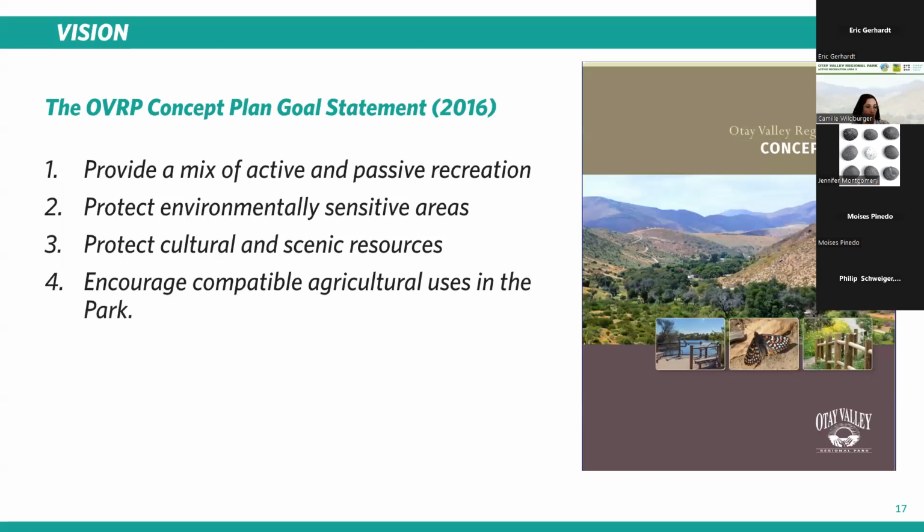The goals of the 2016 OVRP concept plan for the entire regional park include providing a mix of active and passive recreation, protecting environmentally sensitive areas, protecting cultural and scenic resources, as well as encouraging compatible agricultural uses in the park. Next slide, please.